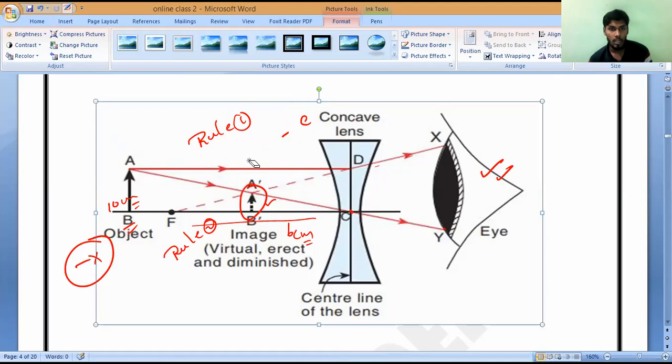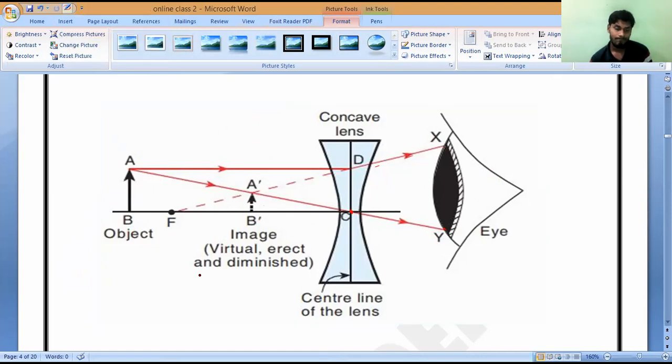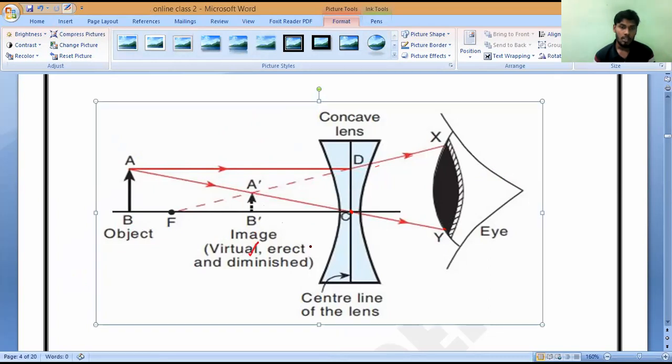All of you draw this. This is rule number 1. If you place the object between optical center and infinity, it will always form a virtual image. What are the characteristics? Virtual, erect and diminished image.